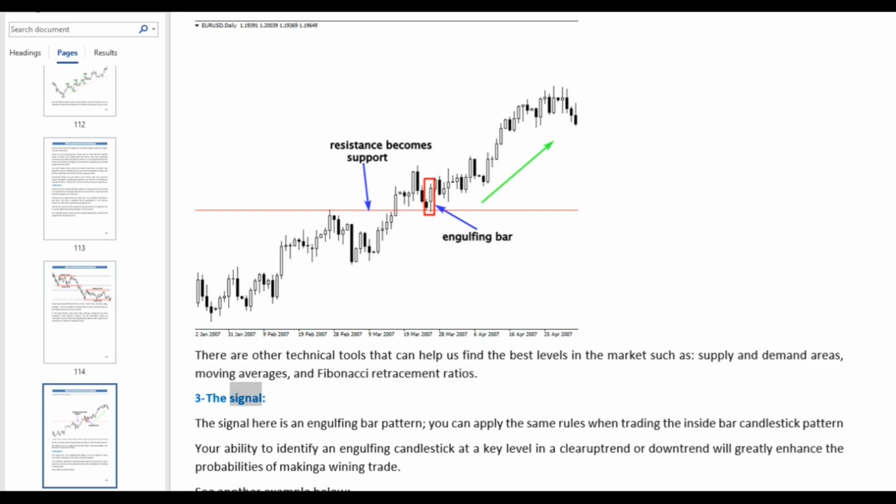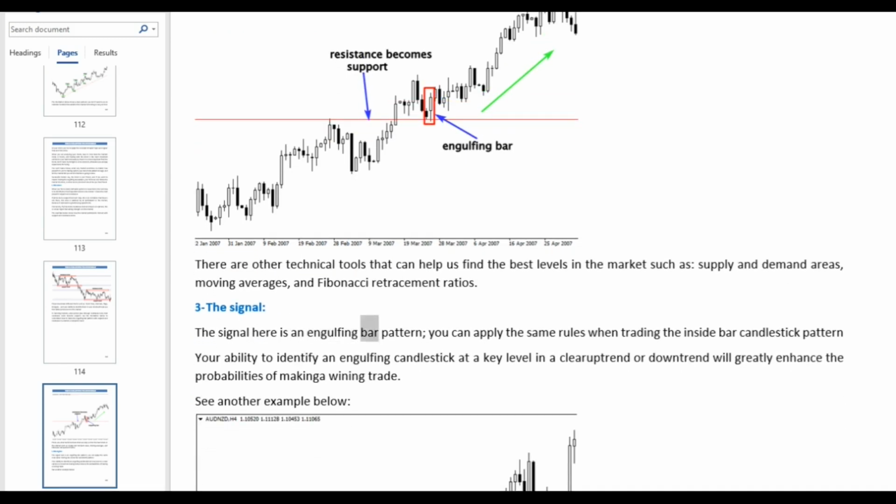The signal. The signal here is an engulfing bar pattern. You can apply the same rules when trading the inside bar candlestick pattern. Your ability to identify an engulfing candlestick at a key level in a clear uptrend or downtrend will greatly enhance the probabilities of making a winning trade.